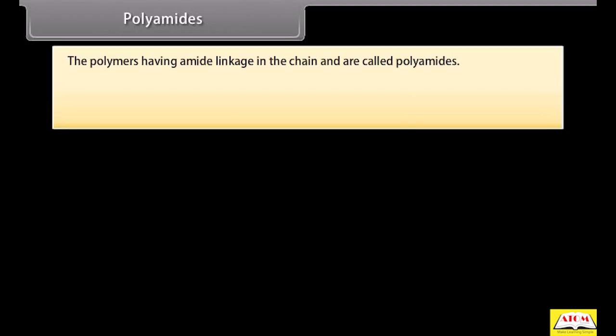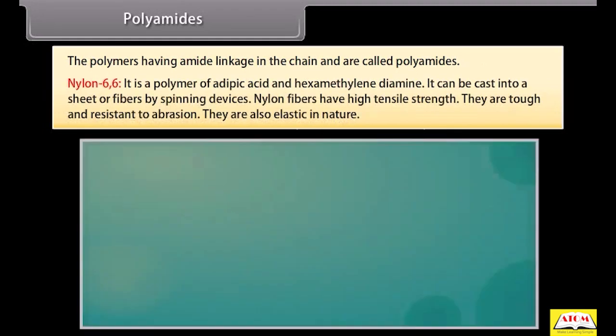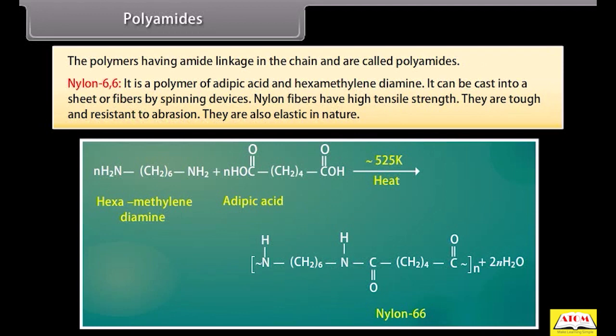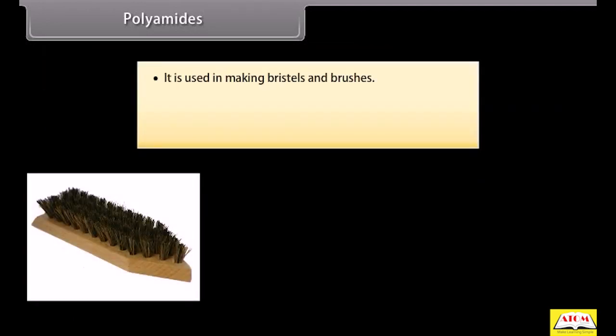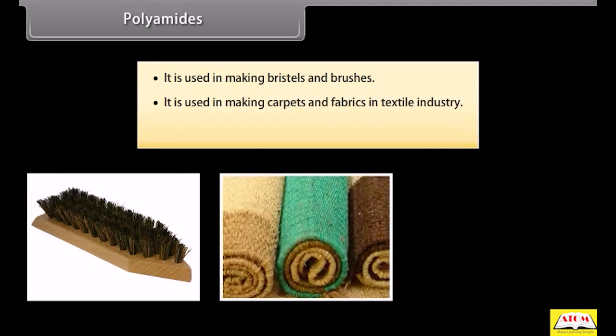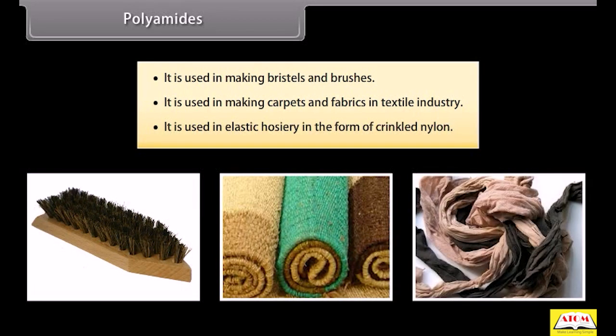Polyamides. The polymers having amide linkage in the chain are called polyamides. Nylon 66. It is a polymer of adipic acid and hexamethylene diamine. It can be cast into a sheet or fibers by spinning devices. Nylon fibers have high tensile strength. They are tough and resistant to abrasion. They are also elastic in nature. It is used in making bristles and brushes. It is used in making carpets and fabrics in the textile industry. It is used in elastic hosiery in the form of crinkled nylon.